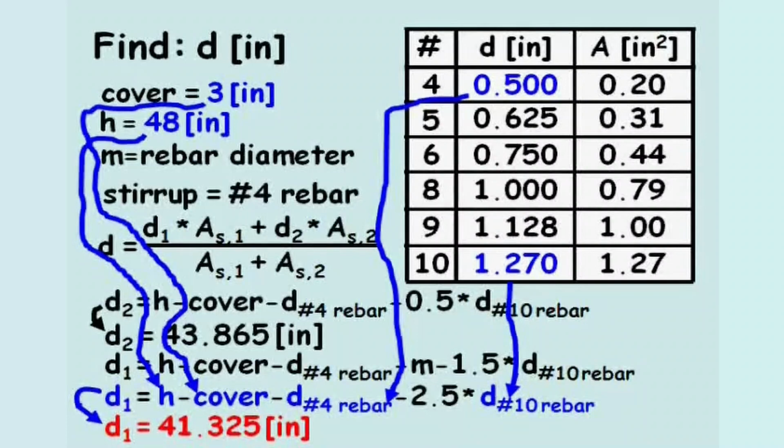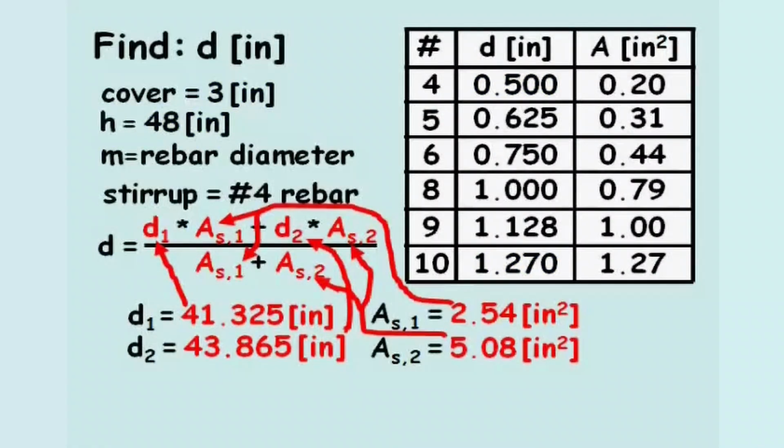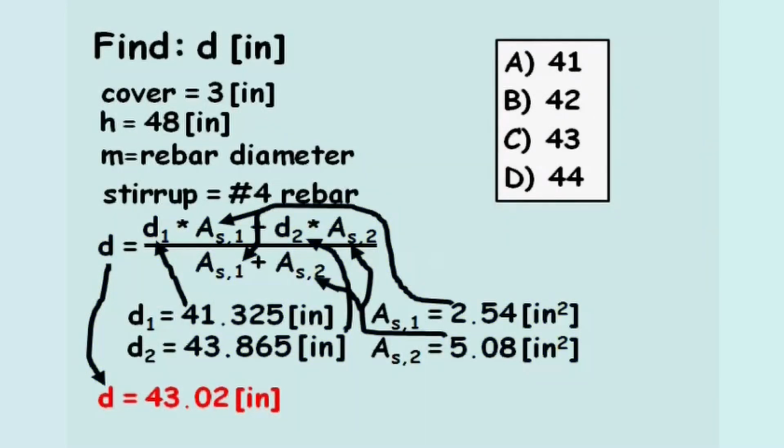Finally, we plug in the values for variables D1, D2, area of steel 1, and area of steel 2. The depth of steel, D, equals 43.02 inches. When reviewing the possible solutions, the answer is C.